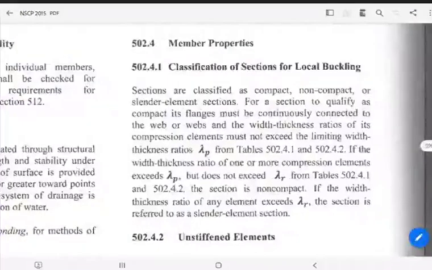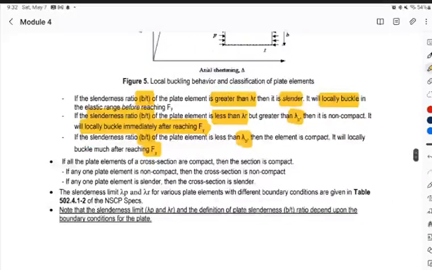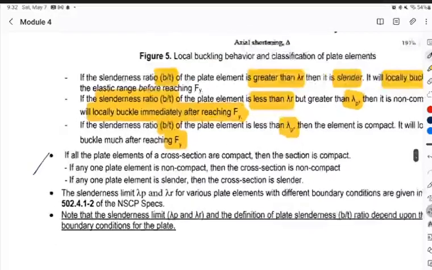Lambda p. Okay. So ito na. Next statement. If all the plate elements of a cross section are compact, then the section is compact. But if any one plate element is slender, then the cross section is slender.